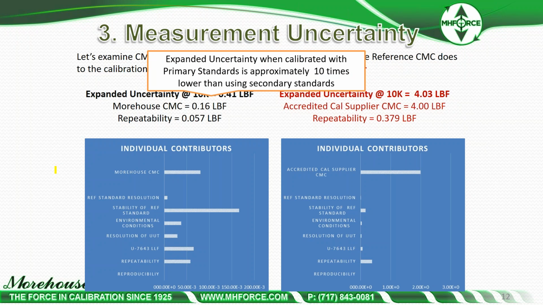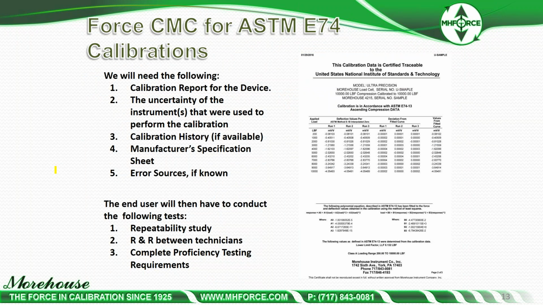So this is a case where the expanded uncertainty when calibrated with primary standards is approximately 10 times lower than using secondary standards. If we want to do a CMC for ASTM E74 calibrations, you'd need the calibration report for the device, the uncertainty of the instruments that were used to perform the calibration, that's the reference standard uncertainty, the calibration history, the manufacturer's specification sheet, other error sources if they're known, and then the end user. You can typically get all this from us. And then the end user, if you're the one using this device, you're going to have to do a repeatability study, and an R&R between technicians. That's pretty easy.